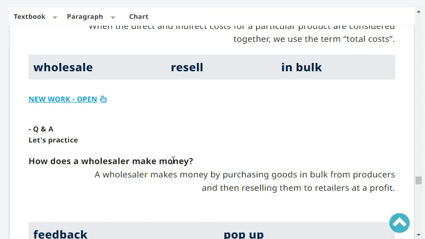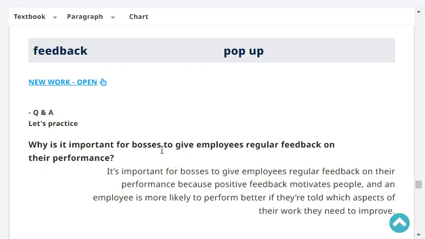How does a wholesaler make money? A wholesaler makes money by purchasing goods in bulk from producers and then reselling them to retailers at a profit. Very good.